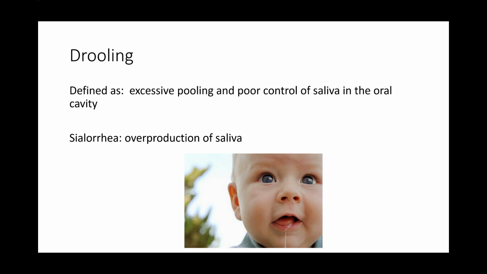Drooling is generally defined as excessive pooling and poor control of saliva in the mouth. So, for example, in babies who don't have very good control of their mouth, they frequently drool. Sometimes the word drooling is used synonymously with the word sialorrhea. And I think that it's so common these days that we often just use them interchangeably, but they actually have a little bit of a different meaning. Sialorrhea is typically when people have an overproduction of saliva that leads to drooling. So whereas drooling is just the saliva in the mouth and pooling and maybe coming out the front, sialorrhea is when you're producing too much saliva in your salivary glands.